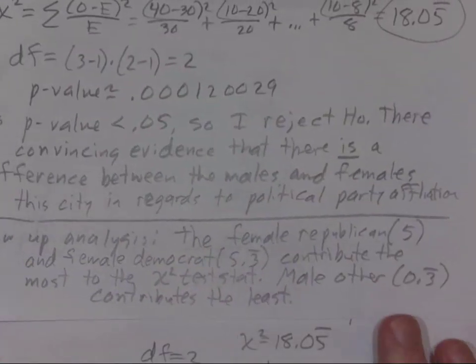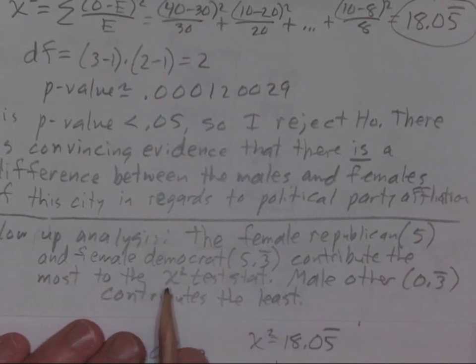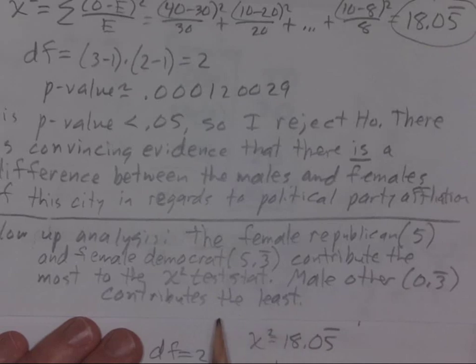So the way you would word your follow-up analysis is you would just say the female Republicans and the female Democrats contribute the most to the chi-square test statistic, whereas the male other contributes the least. So you just say what's contributing the most and what's contributing the least. Okay, that's how you do it.